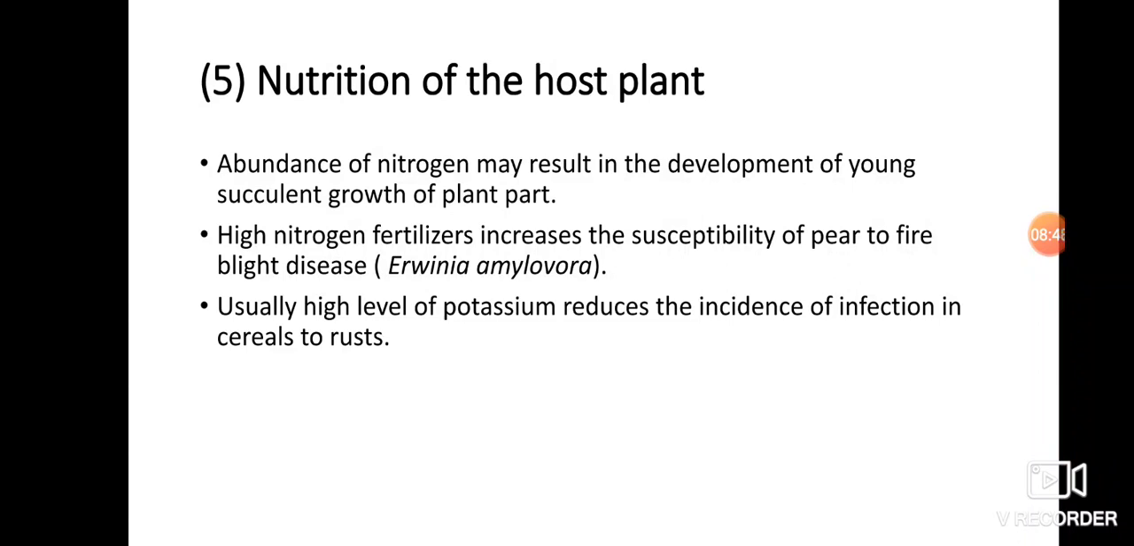High nitrogen fertilizers increase the susceptibility of pear to fire blight disease, which is caused by Erwinia amylovora, and wheat plant to rust disease caused by Puccinia graminis tritici. Usually, a high level of potassium reduces the incidence of infection in cereals to rust and powdery mildews.